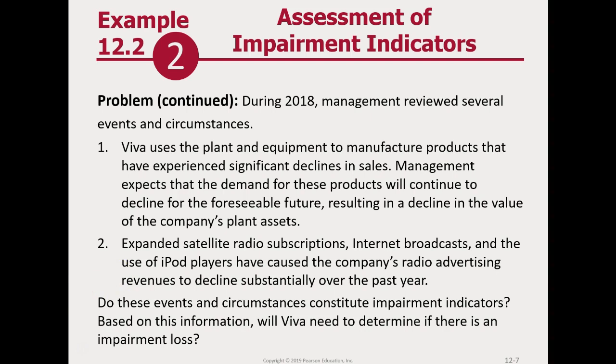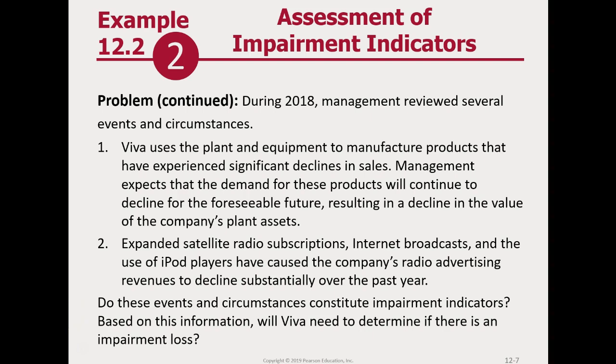Okay, so the management reviewed some events and circumstances, and what they found is that the plant and equipment is manufacturing products that have had significant declines in sales. Management expects that this demand for the products will continue to decline. So what we have is one of the impairment indicators present for the plant and equipment group.